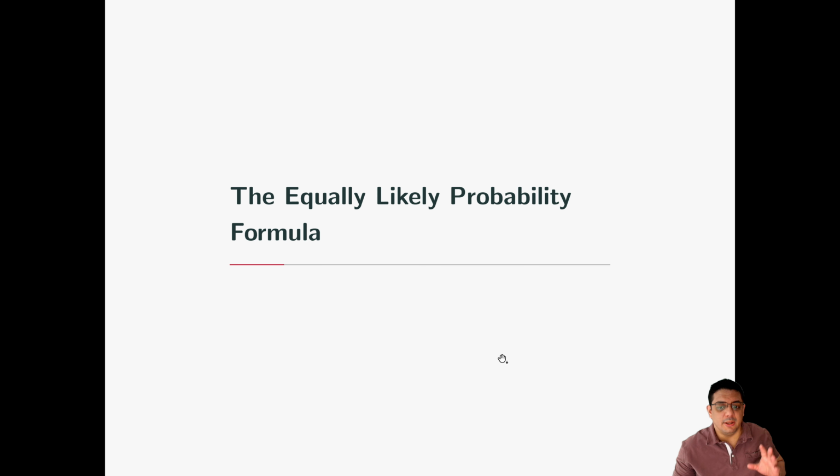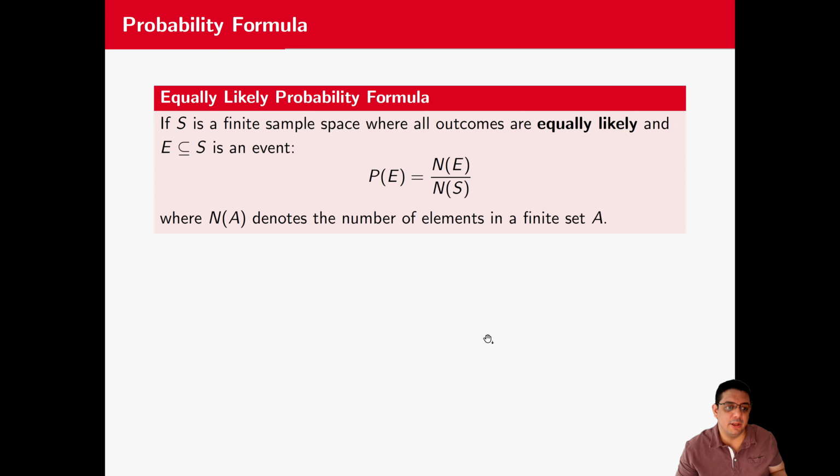Now, probability is governed by something called the equally likely probability formula, which is essentially: if S is a finite sample space where all the outcomes are equally likely, and we have an event that belongs to the sample space, then the probability of the event is given by the number of times that the event occurs over the number of elements in the sample space.